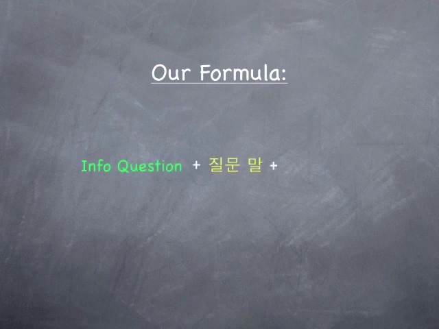So our formula can basically be written as this. Information question, 질문말, and then whatever else is left over that we need or want. And let's call that extra info, which makes it look like this. Information question, 질문말, extra stuff.